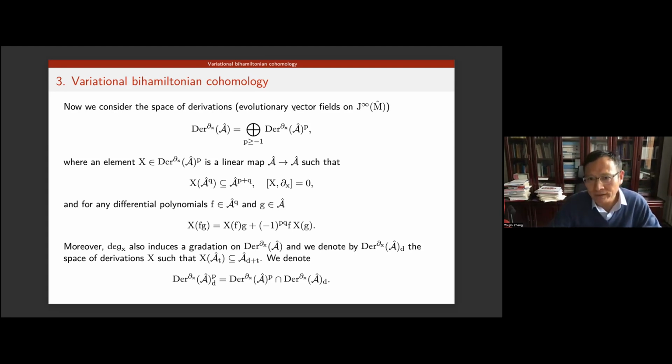And this we call an evolutionary vector field. It means that this vector field commutes with dx, the total x derivative. Okay. And it also satisfies the super Leibniz rule. If we have two differential polynomials f and g, and X acts on the product of g and f, we have this formula. And on this space, we already define this super degree, and also we have a differential degree. Okay.